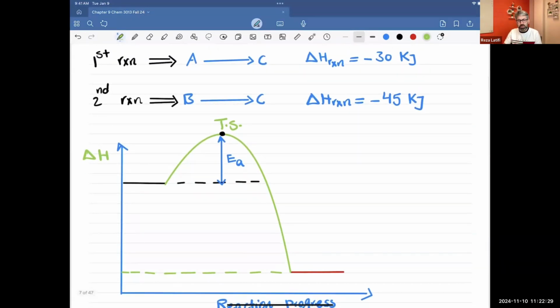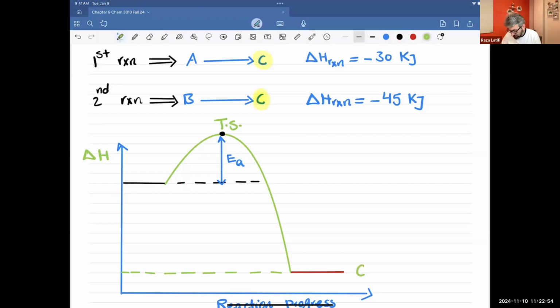Imagine you have a molecule A that is turning to C, and there's an activation energy for it, and also the delta H for it is -30. In the second reaction, we have a B molecule turning to C, so it's the same product. The delta H for the second reaction is -45.